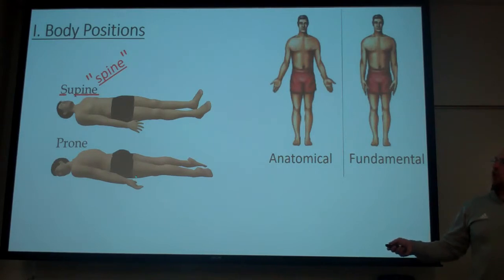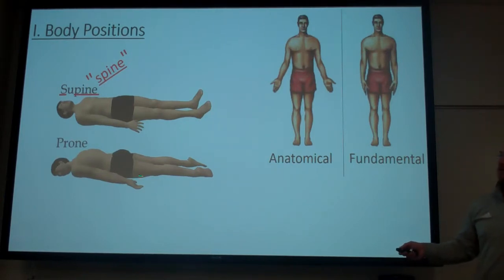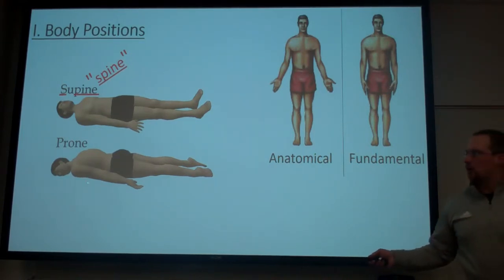We've also got two horizontal positions we're going to talk about. First one is lying on your back. We call that supine. And when I see the word supine, I want to think spine. Okay, so that means you're laying on your spine, essentially laying on your back. So supine, where your back is down. Prone is the opposite. Prone is where you're laying on your stomach. So supine, think laying on your spine. Prone is the opposite of that.